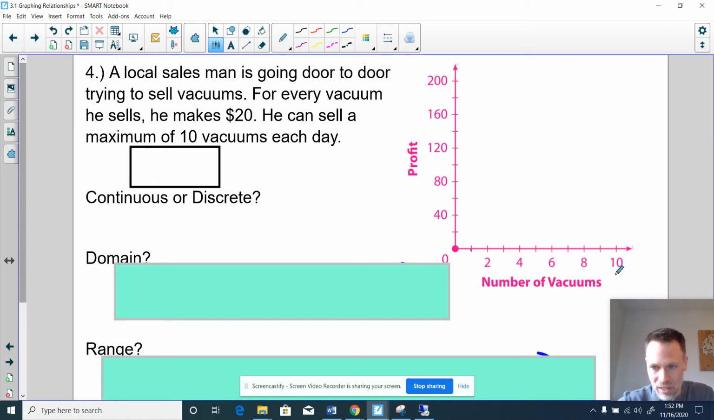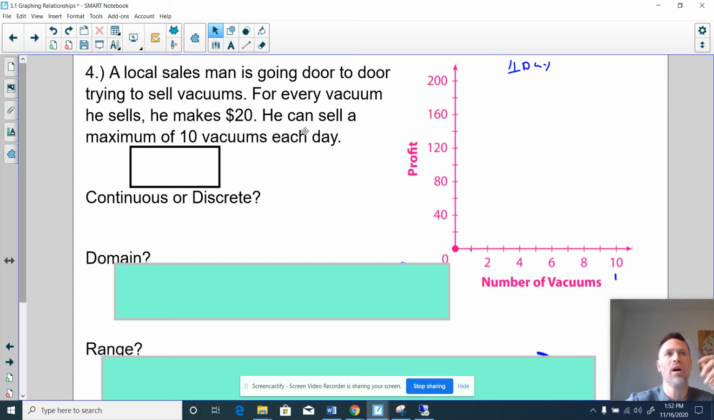And up to 10 is the number of vacuums. So this just must be one day, right? One day of sales. Okay. And the first question I want to ask, before we even graph, is: is this continuous or discrete? Well, the question then becomes, can you do a partial thing, right? Like, can I answer half a question? And the answer is no.